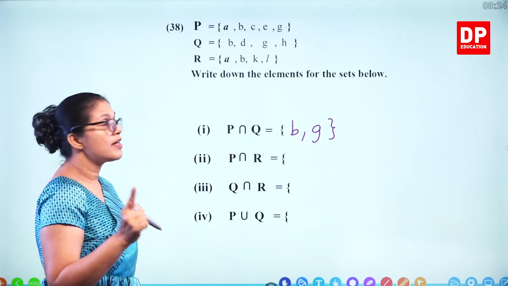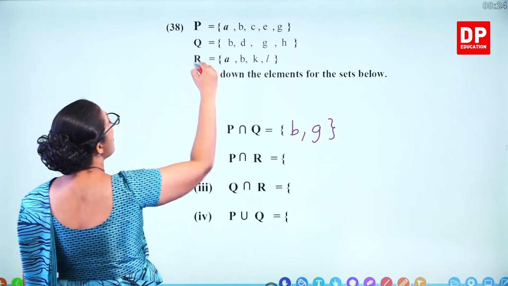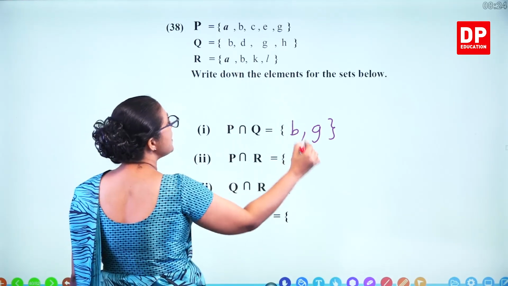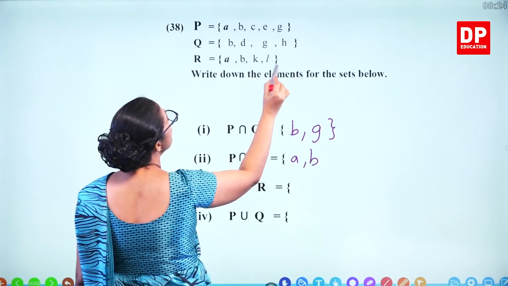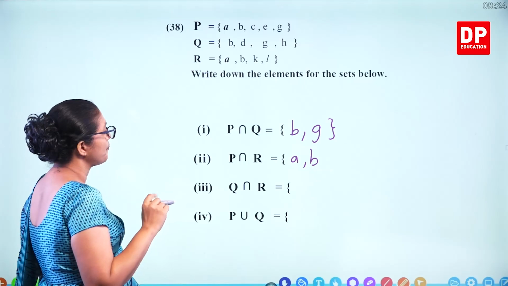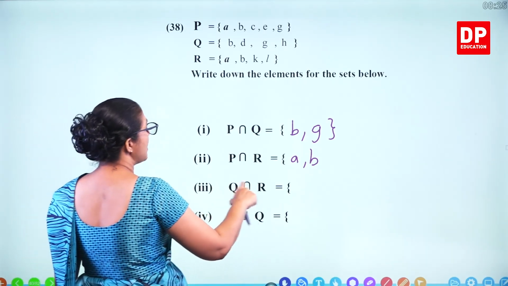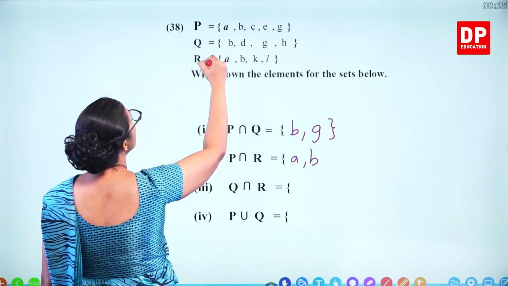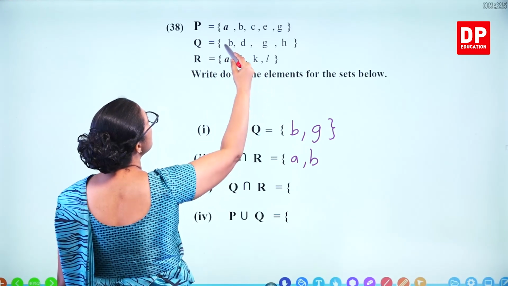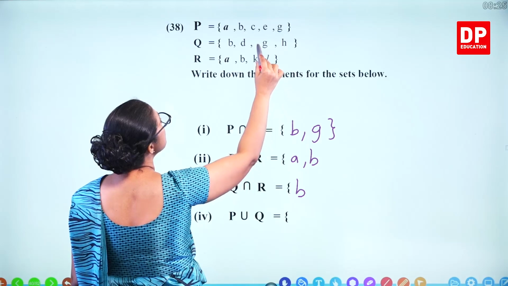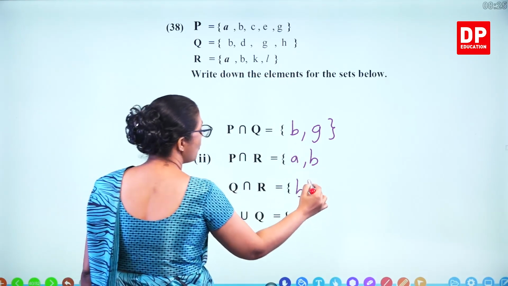P intersection R. P and R, common terms. A, B, that's all. Q intersection R, that means common elements with Q and R, these two. B is common, and what else? That's all, only B.